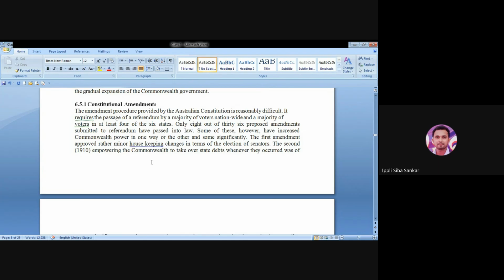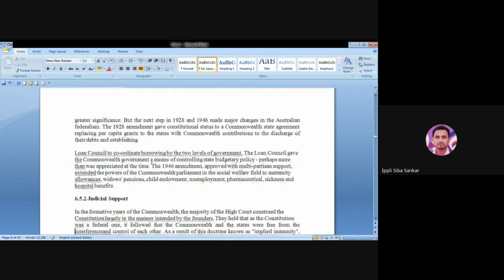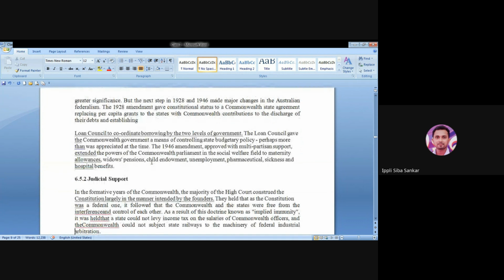Some of these, however, have increased Commonwealth power in one way or the other, and some significantly. The first amendment approved rather minor housekeeping changes in terms of the election of senators. The second, in 1910, empowering the Commonwealth to take over state debts whenever they occur, was of greater significance. But the next step, in 1928, made major changes in Australian federalism.